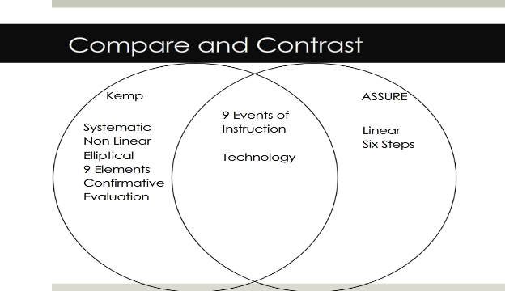The Assure and Kemp models of instructional design share the incorporation of Robert Gagne's 9 events of instruction, and they are both centered around the integration of technology into the classroom. Some ways that they differ are: the Assure model is linear and is geared towards instructors who are comfortable with already integrating the technology into the classroom. In contrast, the Kemp model is nonlinear and holistic.